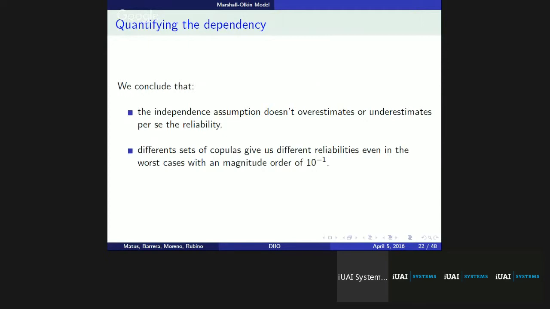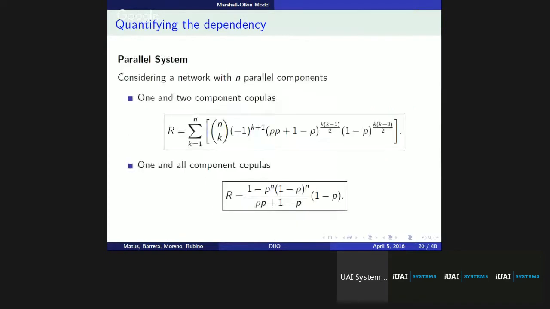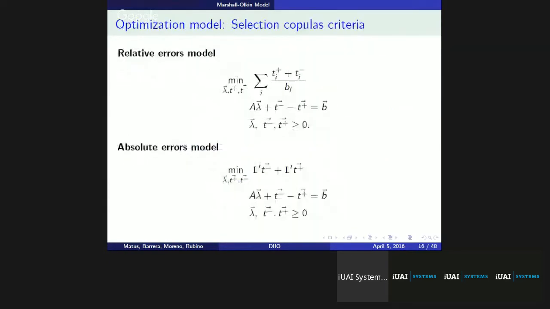And the second is that different sets of copulas, different solutions for given marginal probabilities and given correlations, give us different reliabilities. And that is a problem because among the infinite solutions, I want to choose one, the best solution to estimate the reliability.